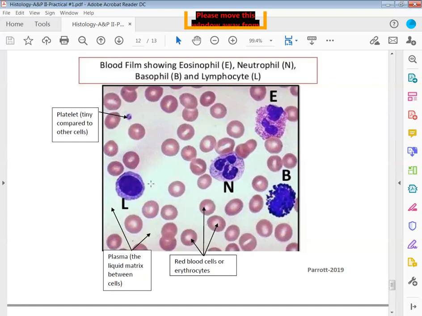This cell over here is called a lymphocyte. A lymphocyte is just a little bit bigger than your red blood cells. In your lymphocyte, you'll see a circular or an oval nucleus that takes up almost the entire cell. This is an agranulocytic cell. It does not have granules in the cytoplasm.